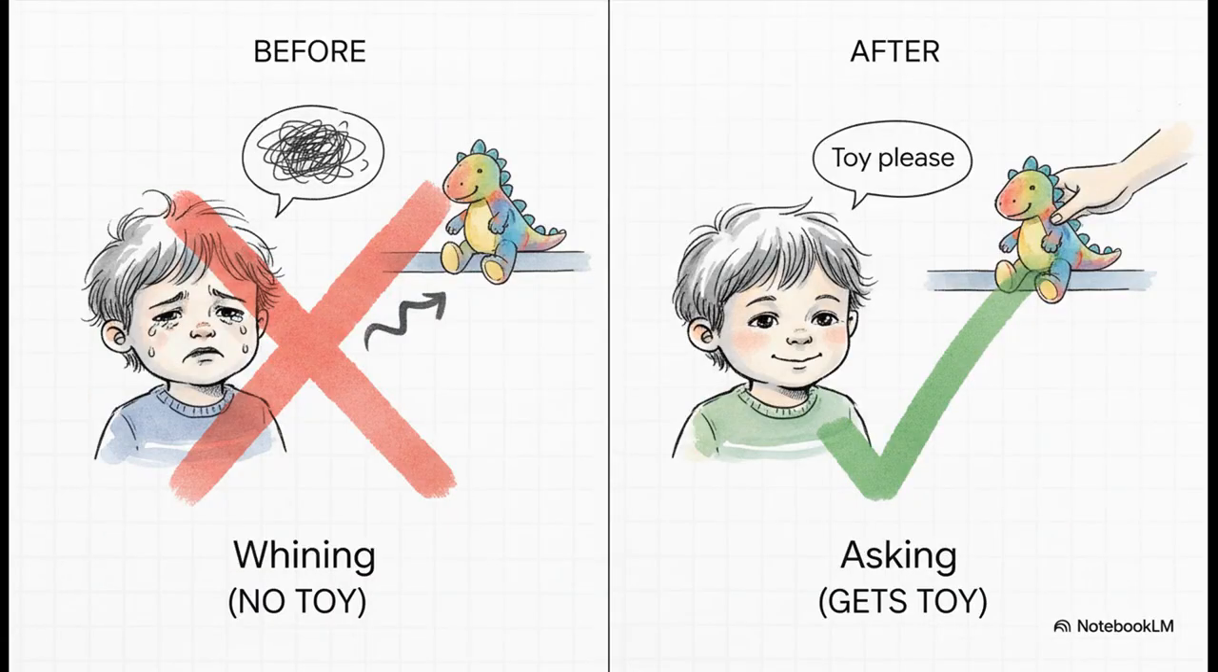And this is just a perfect example. So the kid wants a toy, right? Whining used to work, but not anymore. That part is extinction. But now, saying, "Toy please," does work. It gets the toy, see? We've swapped the whining for a much better alternative that achieves the exact same goal.